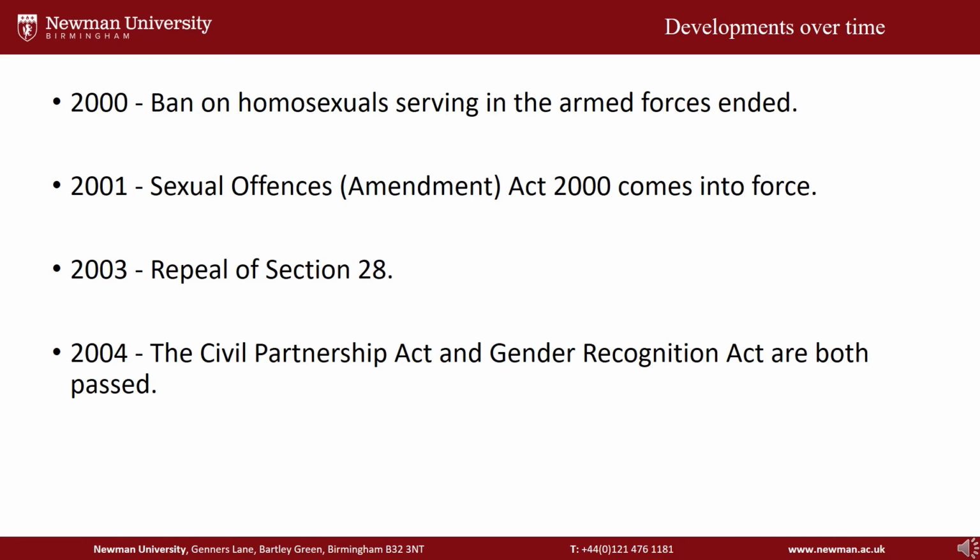And then we hit the 2000s. The first major change in the 2000s was that the ban on homosexuals serving in the armed forces was ended by the Labour government at the time. But this wasn't necessarily or particularly voluntary action. It was predominantly due to the fact that the European Court of Human Rights ruled it unlawful to allow that ban to exist. And then in 2001, the Sexual Offences Amendment Act lowered the age of consent for both male and females to 16 to be in line with that of heterosexual acts.